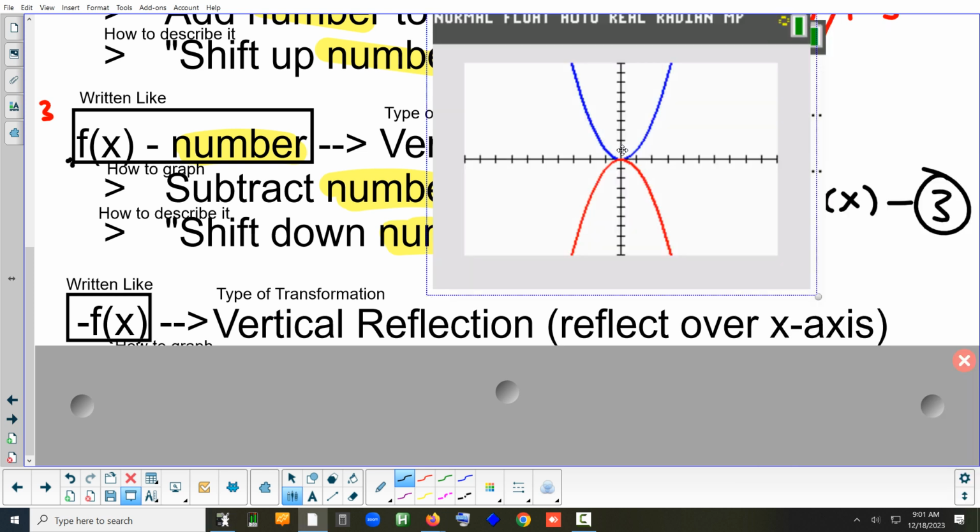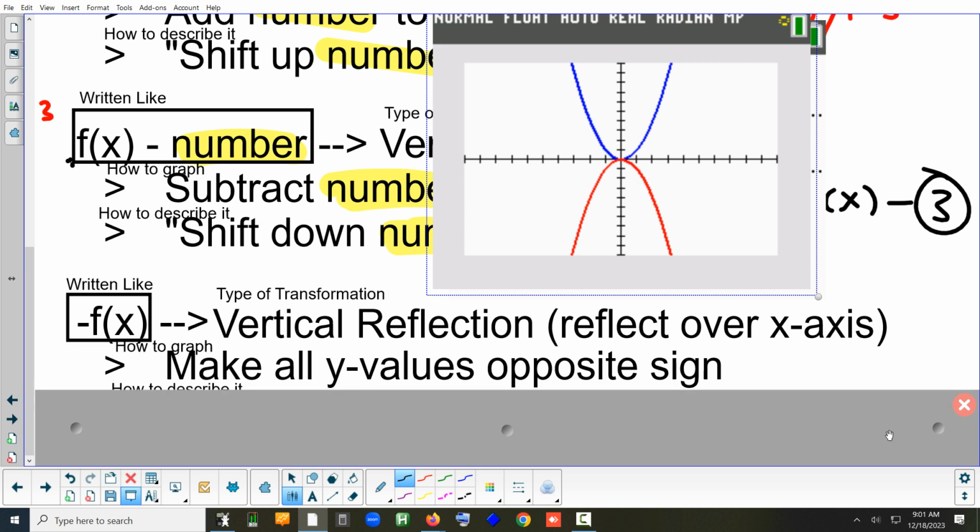Okay. People see how it reflected? It's like if you folded it right on that black line, it would land right on top of the red one. That's what a negative does, causes the graph to flip over. So how do you actually make something flip, when you're doing coordinates? You take all the y values and you make them the opposite. That's how you make something flip. Take all the y values and make them the opposite.